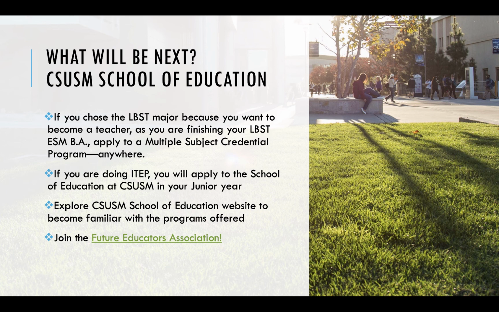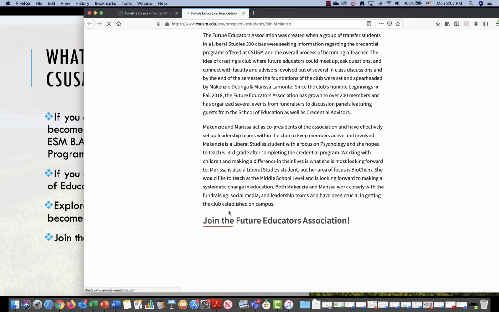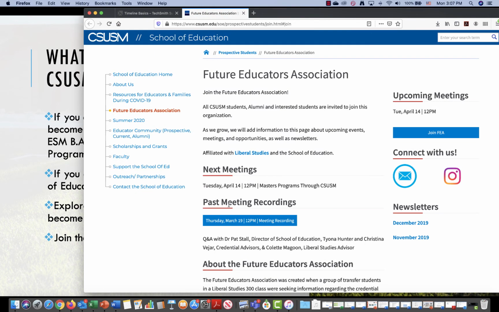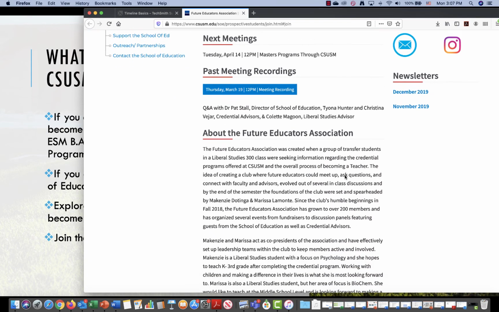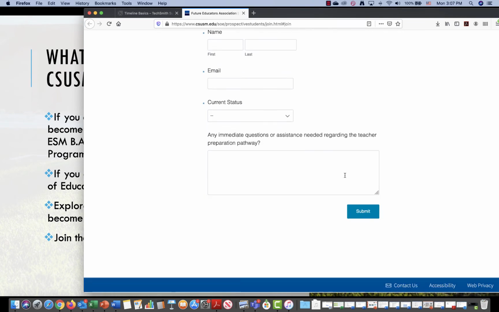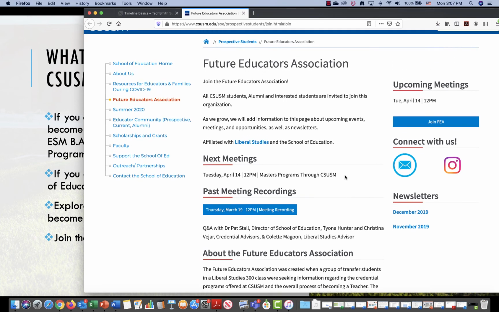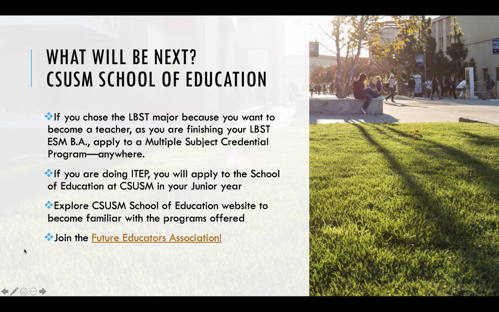And I can't stress enough how important it is to join the Future Educators Association, and I actually want to take you there. The Future Educators Association is a club that has a membership of over 250 students at this point, and it's run by students, organized by students, and you can get a lot of information and resources that will help you on your path as you navigate becoming a teacher in California.